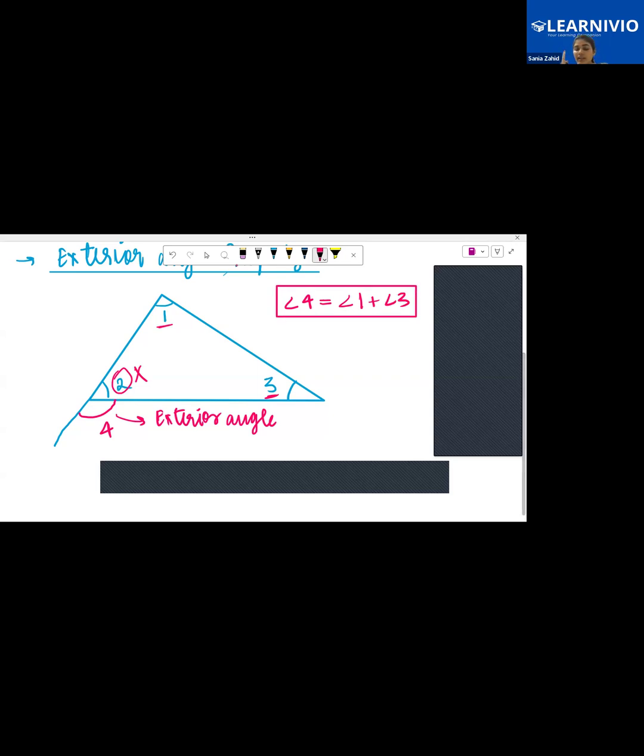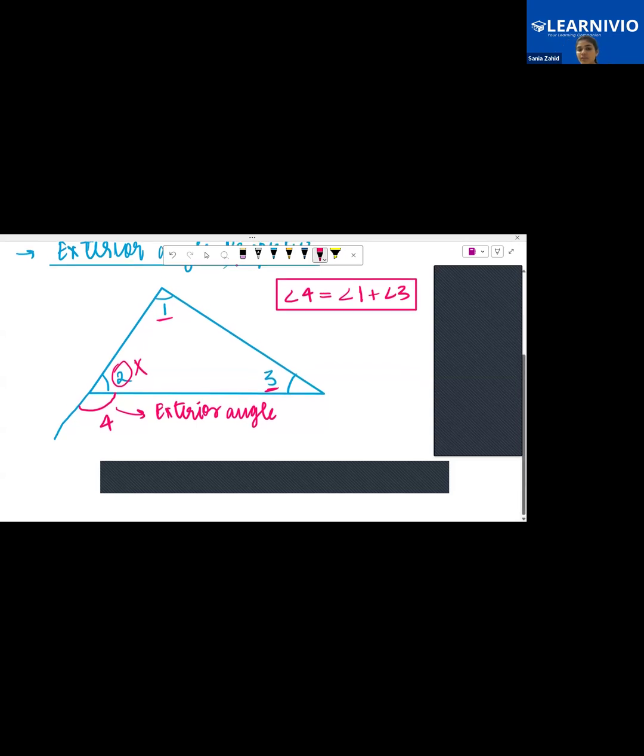If you have to find any exterior angle, what you will do is add the two opposite interior angles. What are the two opposite interior angles? Angle 1 and angle 3 are the two opposite interior angles. See, I'll tell you with one example.